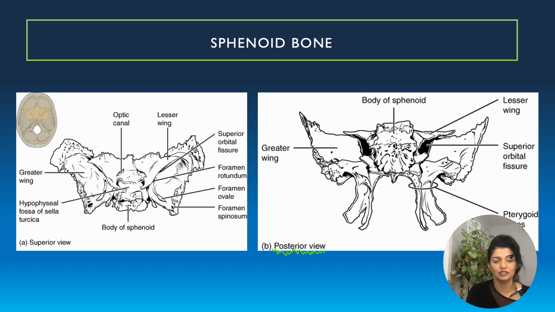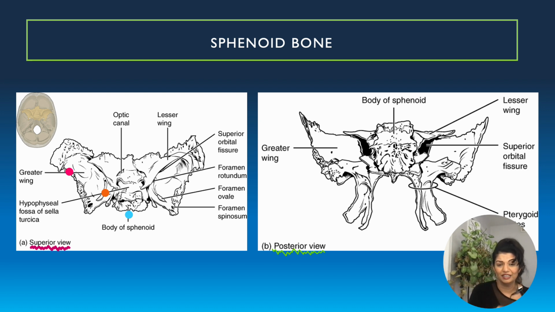Again, we're going to look at the superior view first. And what you're going to find is it has a body, just like a butterfly might, right? It has a little body in the middle. And then it's going to have something that's more like wings. But before we get to the wings, I want to talk about the hypophyseal fossa of the sella turcica. That is the saddle. Remember that? That's where the pituitary gland is going to be.